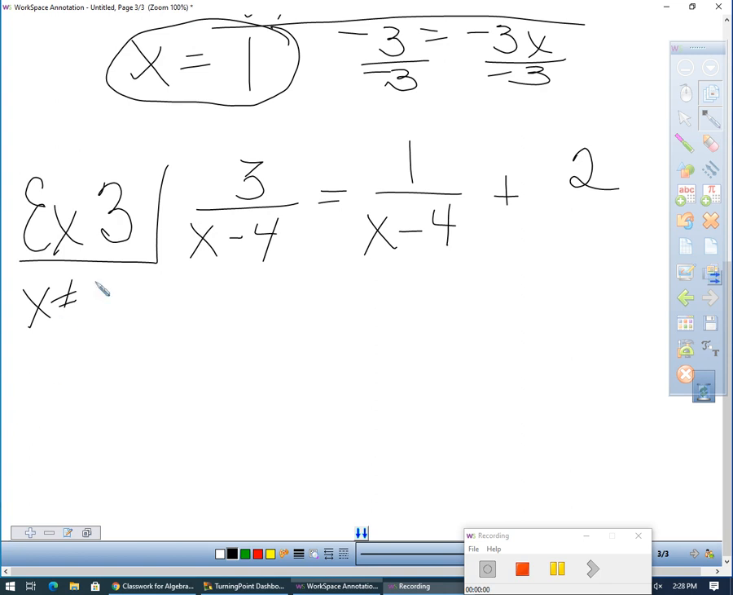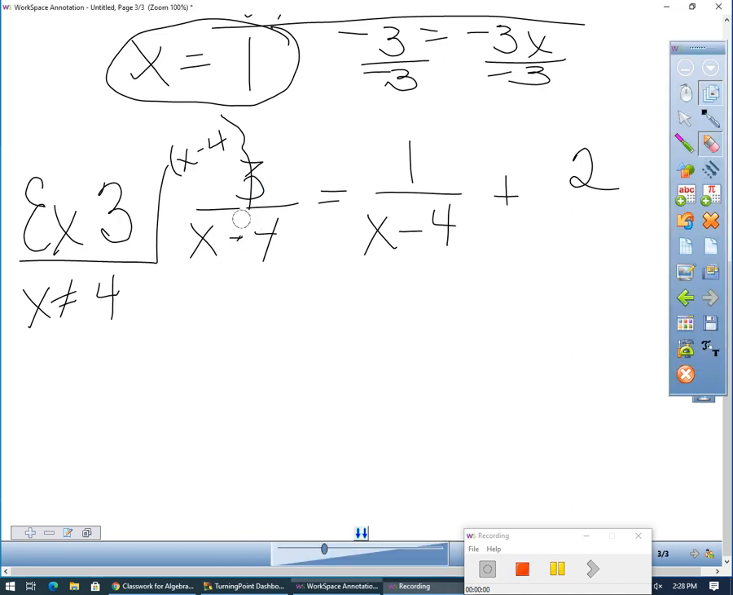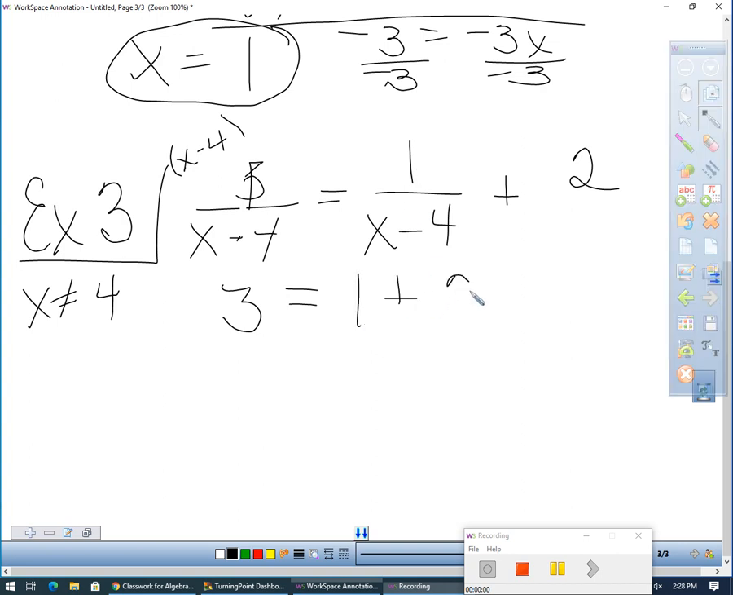Restrictions. X cannot equal 4. Good. Common denominator. Good. X minus 4. Awesome. So in the first fraction, I have a 3 equals, good, 1 plus 2 times what? Yes, the x minus 4, because it doesn't have anything to cancel with it, right? Okay, so now let's simplify this one.